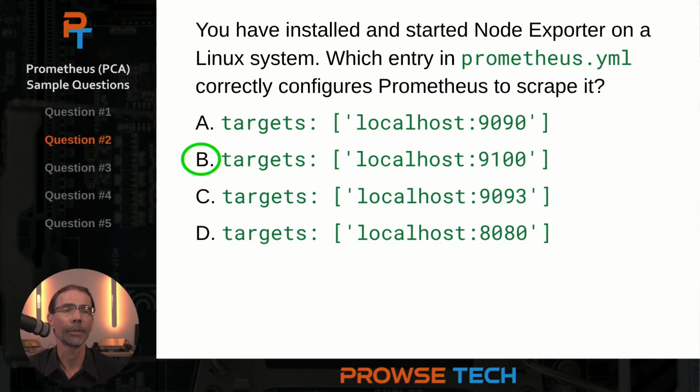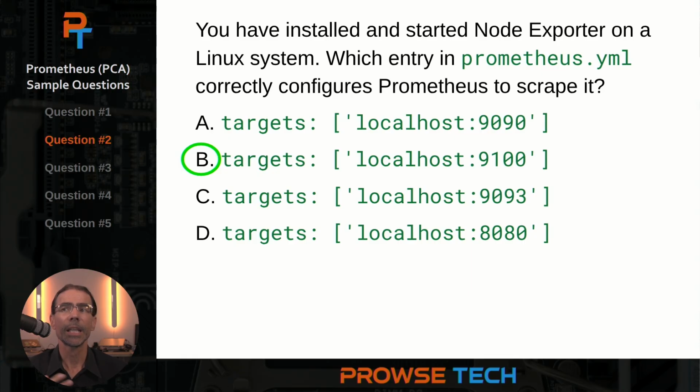And the correct answer is B. Targets localhost and port 9100. Port 9100 is what the Node Exporter listens on by default on HTTP, right? Port 9090, that's the Prometheus server itself. 9093 is used for Alertmanager, and 8080 is not a standard Prometheus ecosystem port.